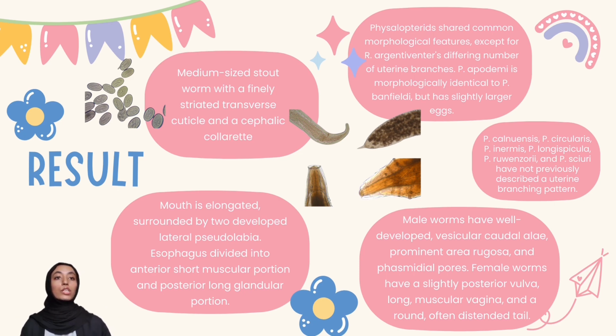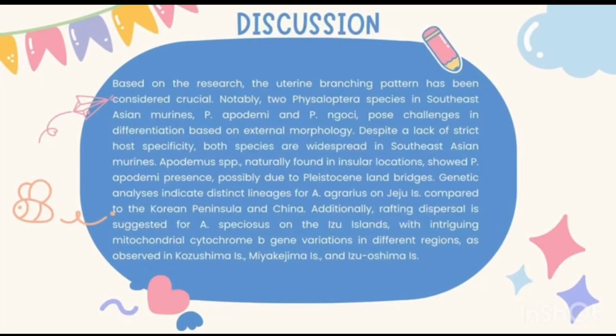And the next point is, male worms have well-developed vesicular caudal alae, prominent area rugosa and fast medial pores, while female worms have a slightly posterior vulva, a long, muscular vagina, and a round, often distended tail. Based on the research, the uterine branching pattern has been considered crucial, notably for Physaloptera species in Southeast Asian murines.